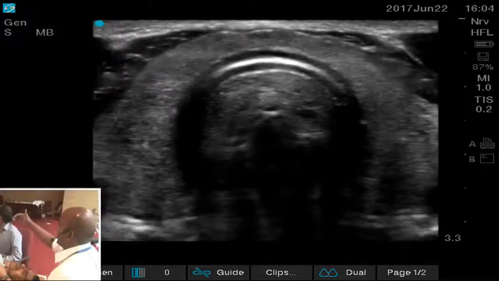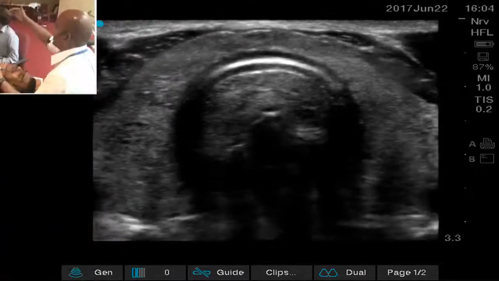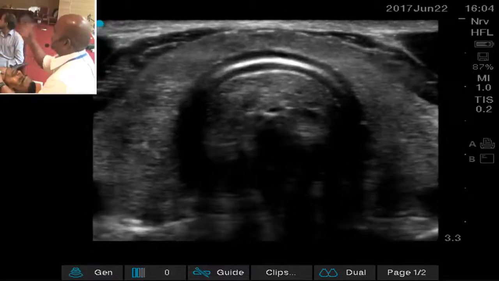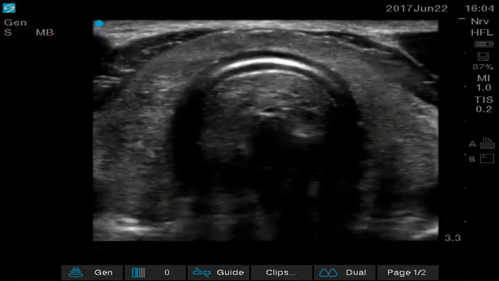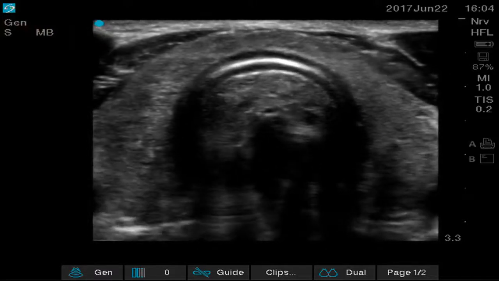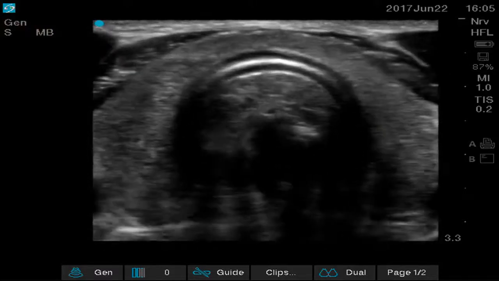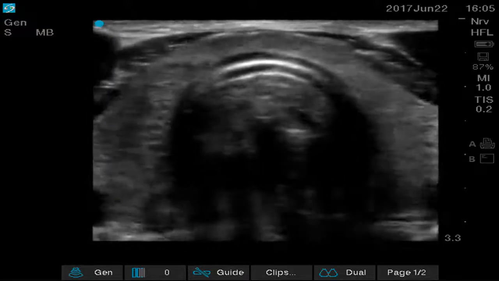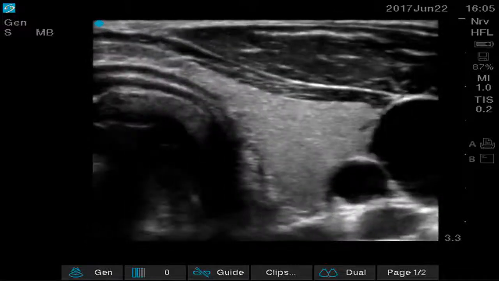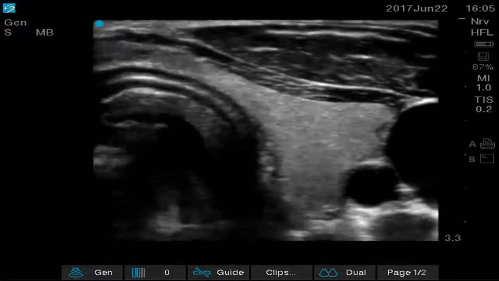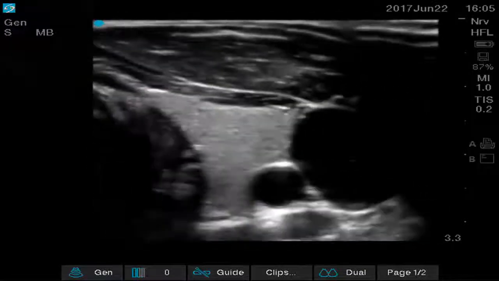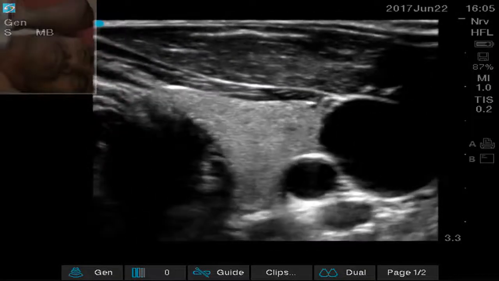Below that we will not see anything because it is a reverberation artifact. So here in this picture you will see the isthmus of the thyroid as a hypoechoic band, and then the white line is the air inside the trachea. From there I am just sliding my probe towards the lateral side. Now you can see the strap muscles just anterior to the thyroid gland, and you can start seeing the sternocleidomastoid muscle on top.